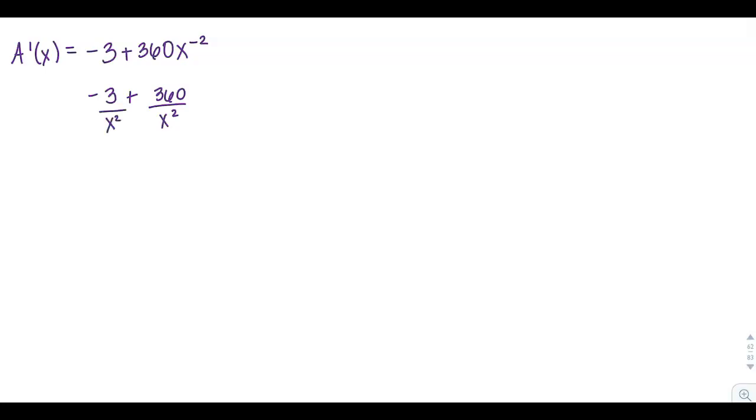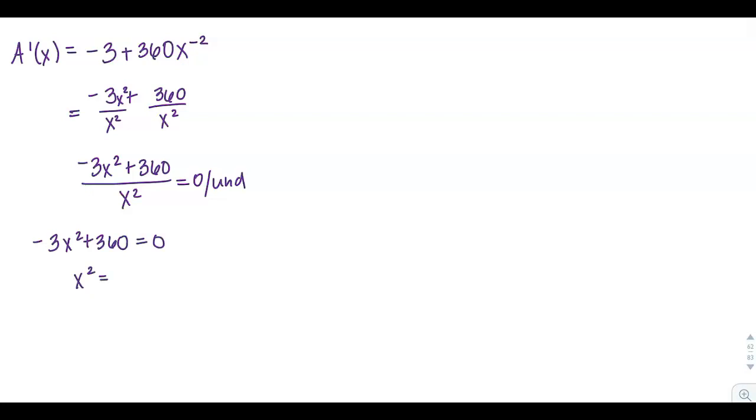Now we simplify that to negative 3 plus 360 over x squared. So I would make the denominator here x squared, the numerator x squared. So we are going to set negative 3x squared plus 360 over x squared equal to 0, or undefined, to find my critical values. To set equal to 0, I'll set the numerator equal to 0. And I end up getting x squared would equal 120, or x equals plus or minus radical 120, or x equals plus or minus 2 radical 30.